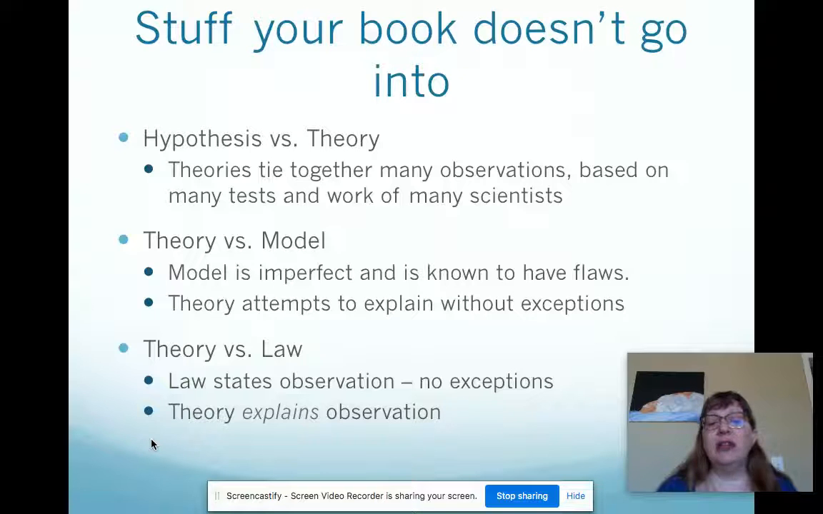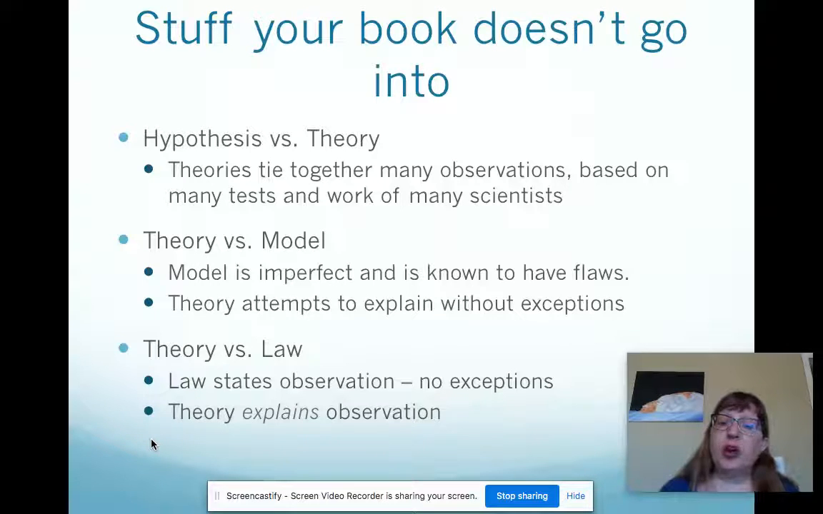So a law is the closest we get to being 100% certain. And that is just an observation. So if we take, for example, the law of gravity, it simply states that when there are two massive objects, they are attracted to each other. It doesn't say why this happens or how it happens. There's no explanation in it. It's just the observation that whenever there are two things with mass, they are attracted to one another.